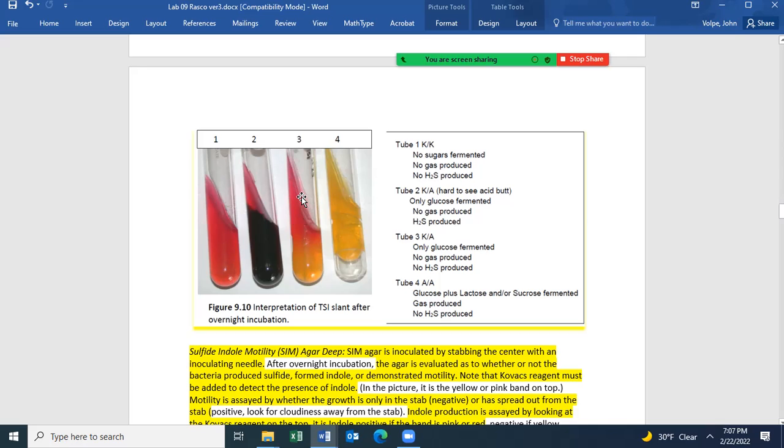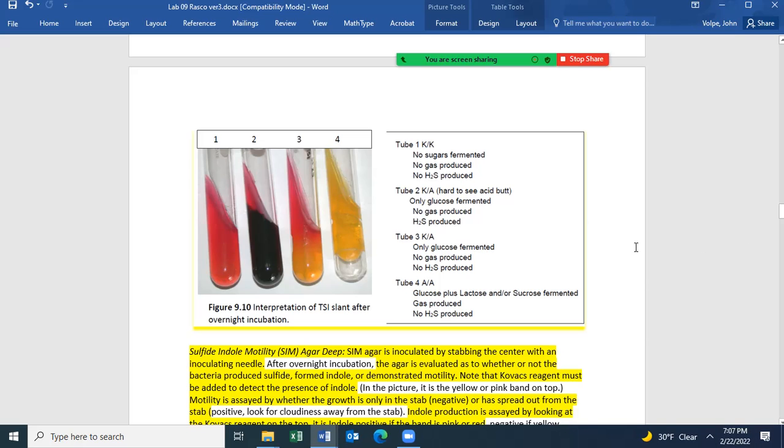So tube 3, only glucose is fermented. In tube 4, glucose is fermented because it's yellow, but another sugar is also fermented because it's yellow on the slant. And that sugar will be either lactose or sucrose or both. We don't know. Any question about TSI?